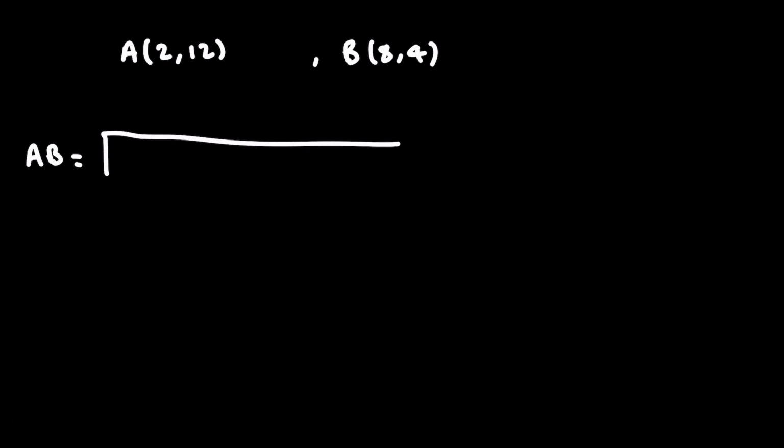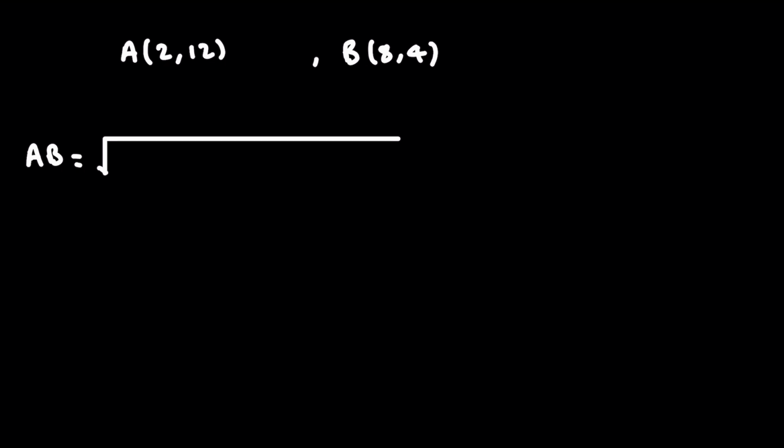So let's have a little look at an example between these 2 points here, where point A is 2, 12, and point B is 8, 4. And I want to work out the distance between these 2 points. So in other words, the distance is just the line AB. Well, according to the formula, you can pause the video and attempt it first. And I'm going to go through it now.